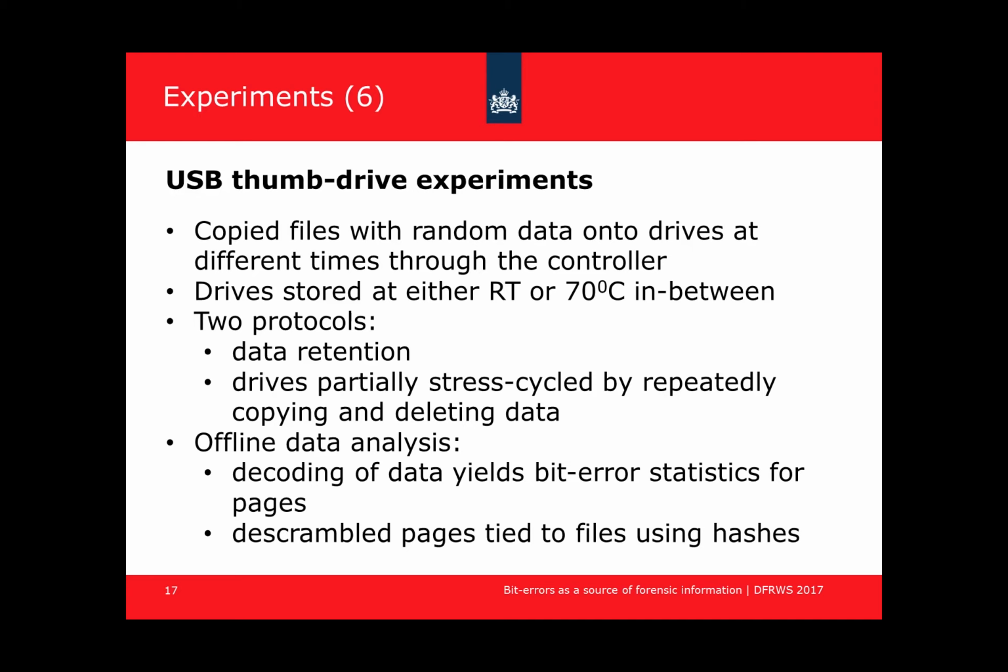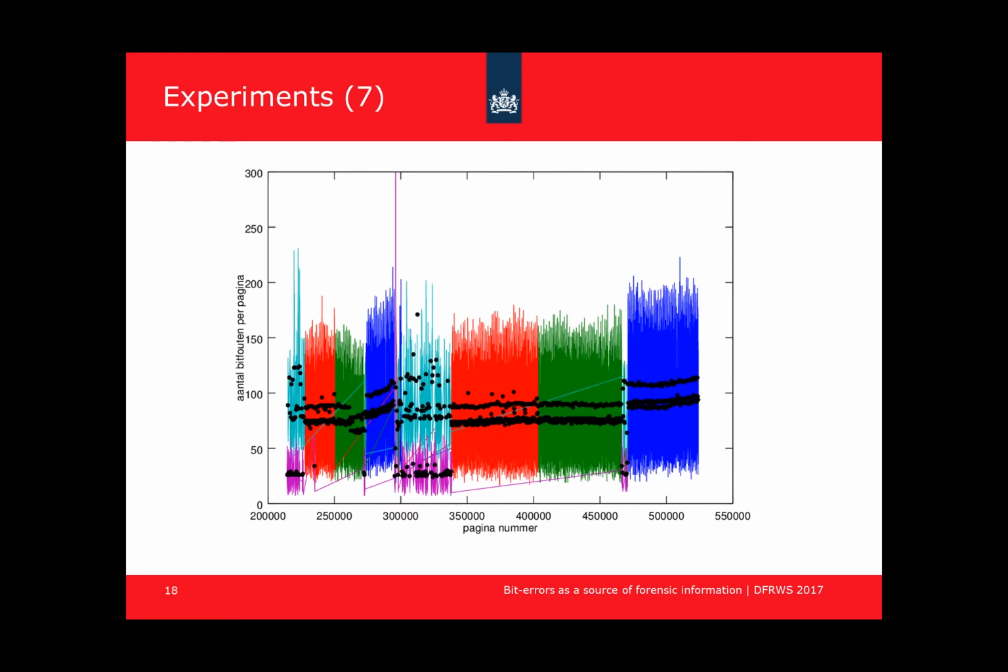And after descrambling them, we were able to allocate memory pages to a specific file which had been copied onto the device, because we computed piecewise hashes of the original data and compared them to the hashes of the descrambled memory pages.